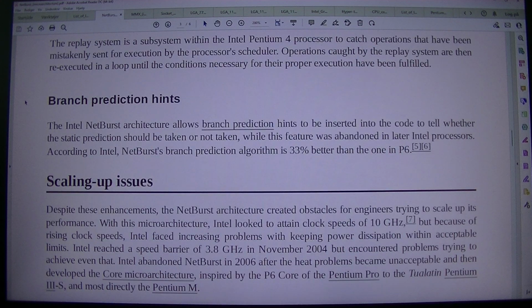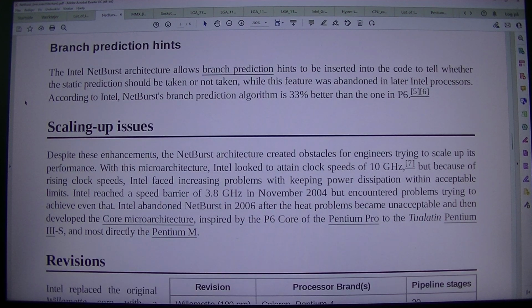Branch prediction hints. The Intel NetBurst architecture allows branch prediction hints to be inserted into the code to tell whether static prediction should be taken or not taken, while this feature was abandoned in later Intel processors. According to Intel, NetBurst's branch prediction algorithm is 33% better than the one in P6.